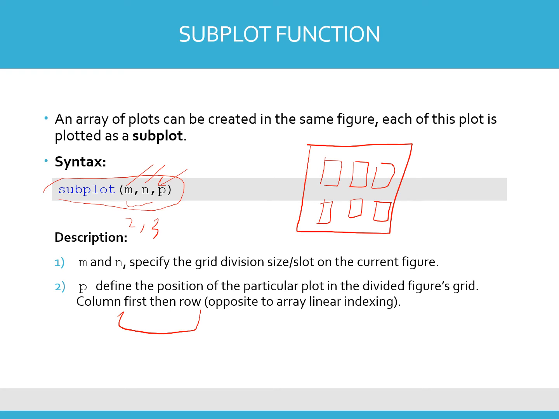And for position, if you set this to 1, this is 1, this is 2, this is 3. After completing the first row, this is 4, 5, 6. It's something like that. It is the opposite of linear array. So linear array goes down first, right? But for subplot, it will go to the row first.